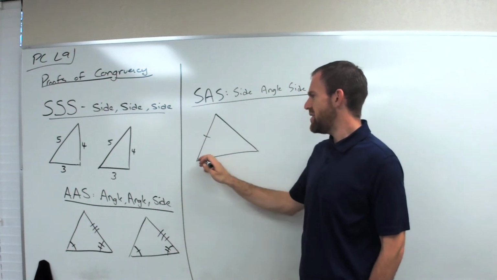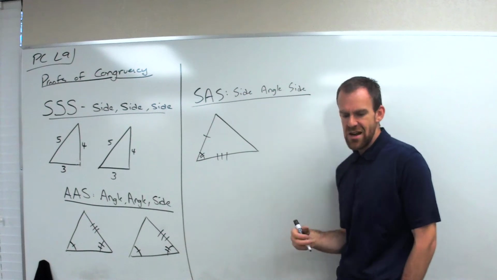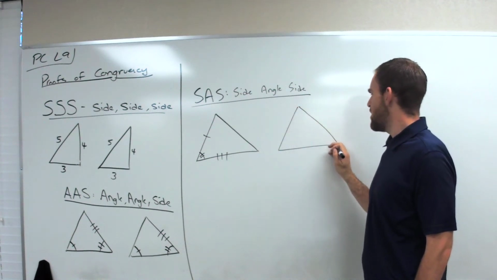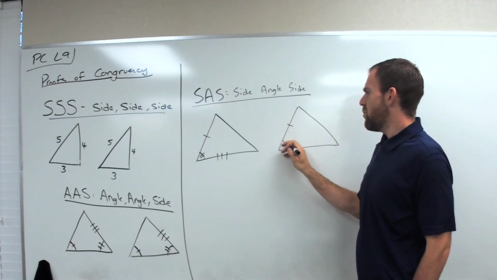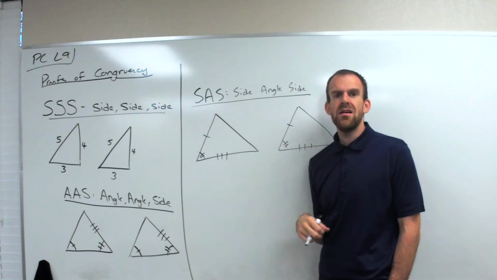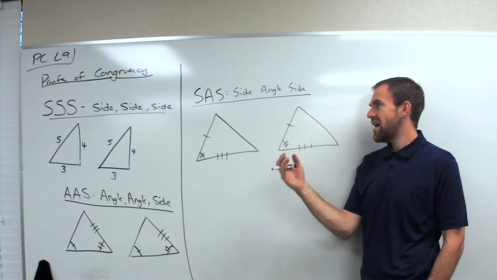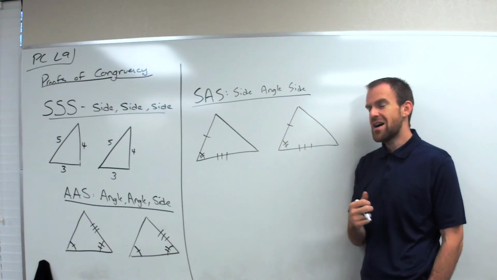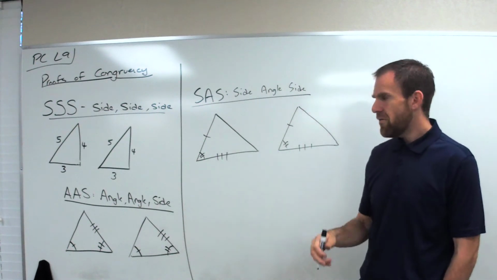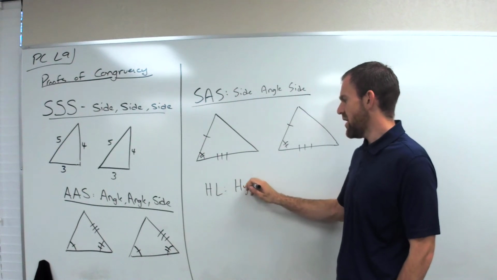All right, the idea is this. If you have one side, you have the angle between the two sides, and then you have a third side shared between two triangles, then those two triangles are identical. A word of caution: this angle must be between the two sides. It can't be on the outside. It's not side angle or angle side. It must be in the middle. Otherwise, it doesn't work.